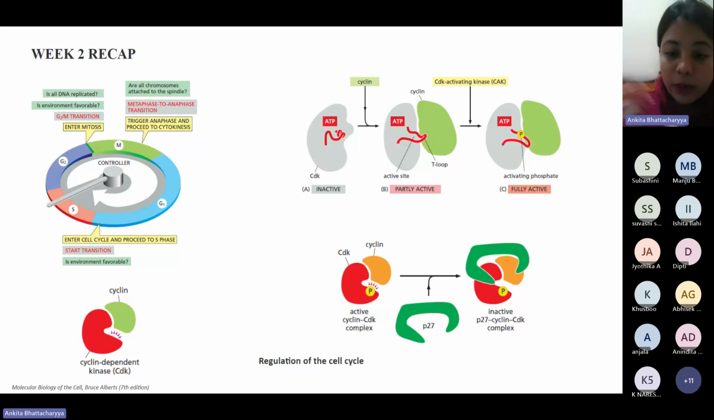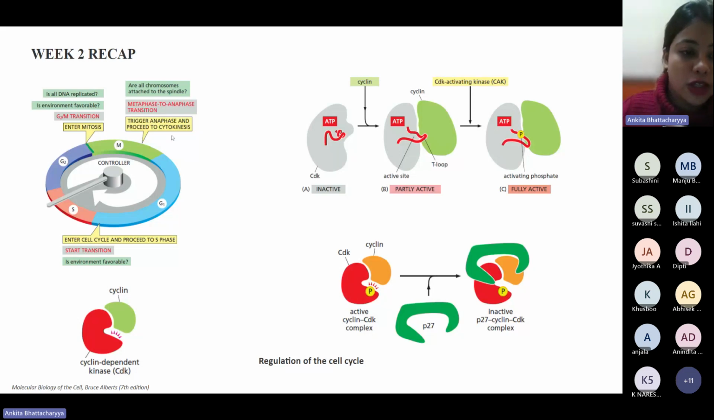So basically what this means is that there are several checkpoints, or what you can understand as traffic signals, inside the cell. It makes sure that only when the previous stage has been completed successfully, only then a cell should proceed to the next stage. If not, it can lead to such severe diseases. So there are multiple checkpoints in place.